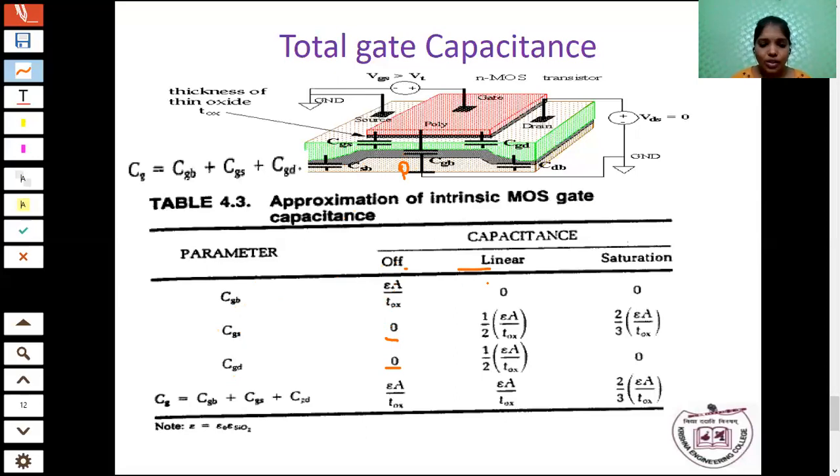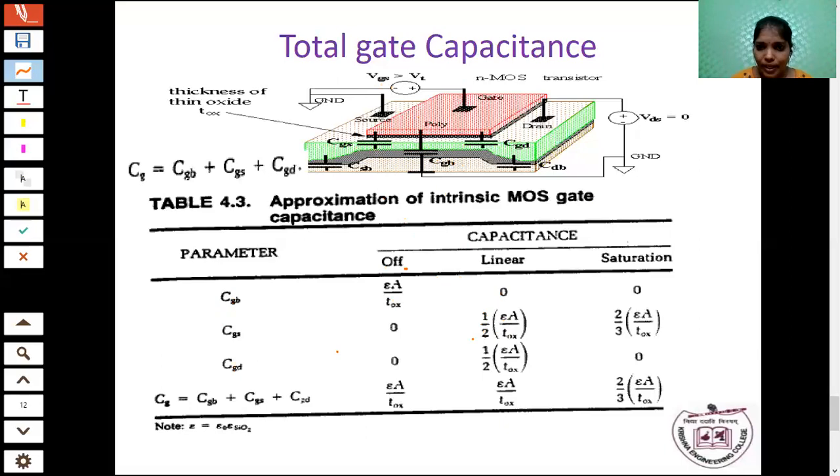Next is the linear region. Here the VGS value is greater than VT, that is, we are applying more than the minimum voltage. What will happen? The CGB value is equal to 0, since a channel is formed between source and drain. So CGS and CGD are each equal to 1 by 2 into epsilon A by TOX.